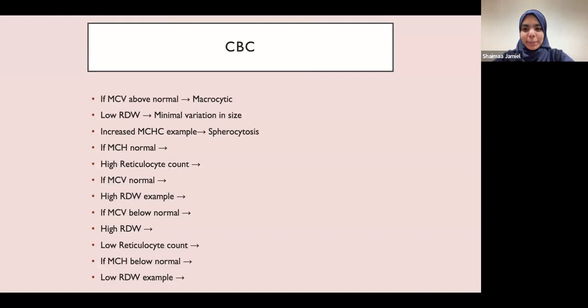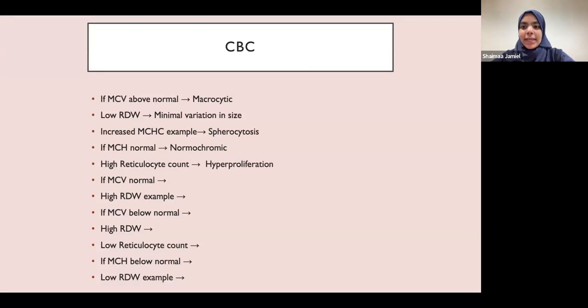Does everyone agree? Yes or no? Okay. Yes, correct. Okay. Higher reticulocyte count. What does that mean? Yes, hyperproliferation. The difference between MCH and MCHC: MCH is the average amount of hemoglobin in the red blood cell.